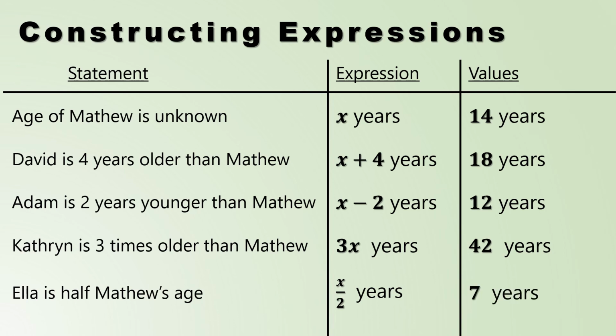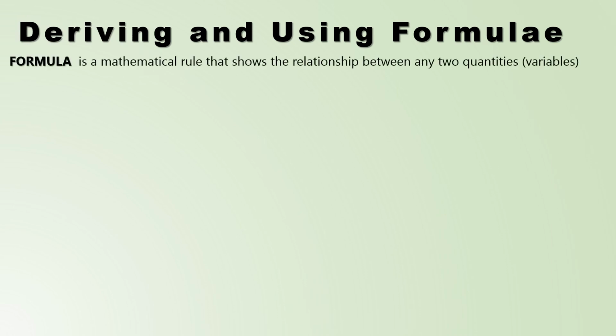So this is how expressions are used when the numbers are unknown, and once we find the value of that unknown, various other expressions based on the first expression can be solved. Now these expressions are very useful in deriving and using formulae. A formula is a mathematical rule that shows the relationship between any two quantities or any two variables.